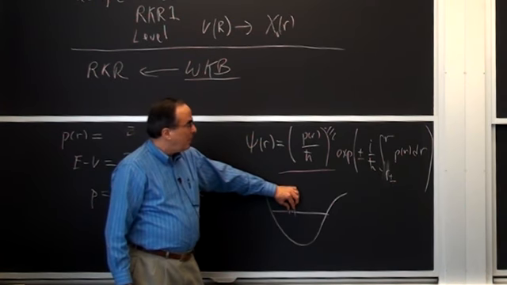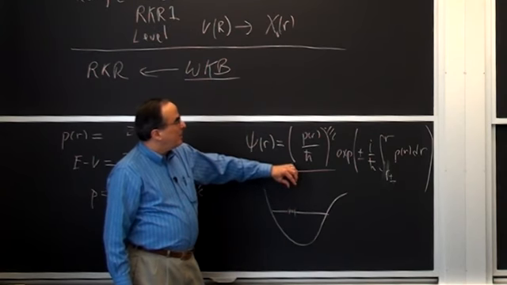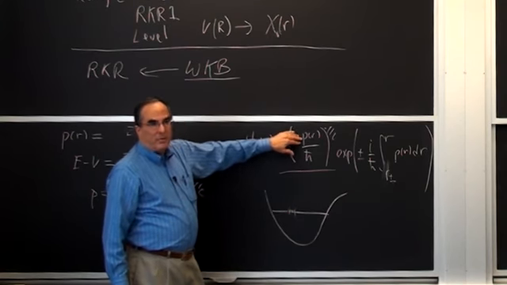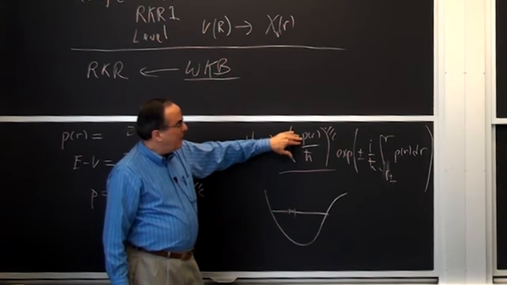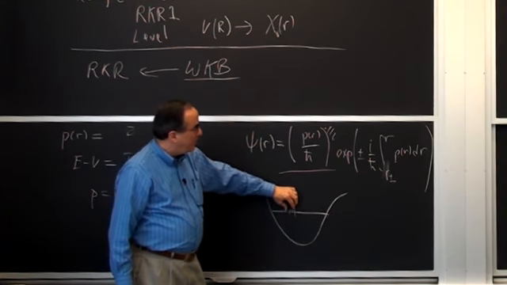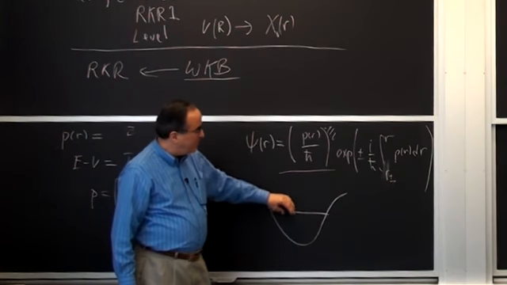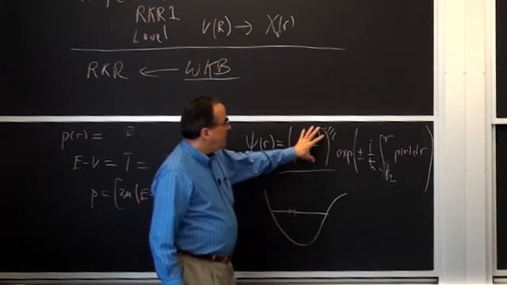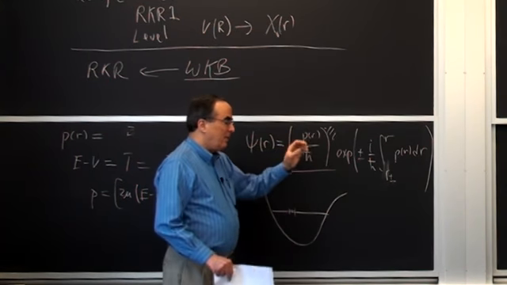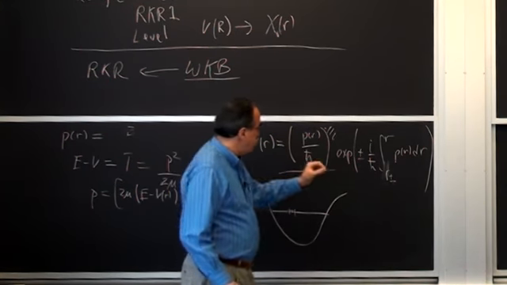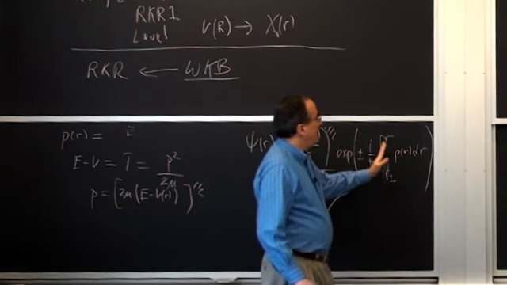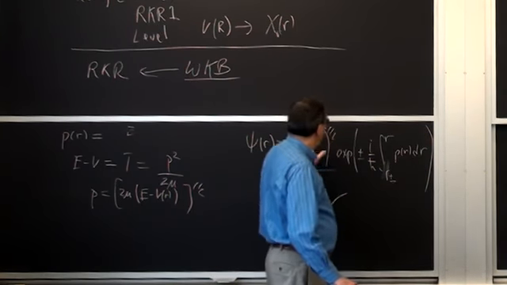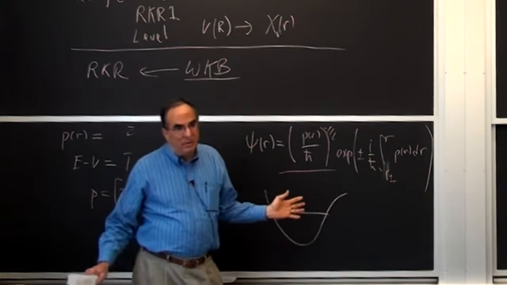And so the probability is proportional to 1 over the momentum, and the probability amplitude, which is what the wave function is, is the square root of that. So we have something that tells you the probability of finding a system in a particular region of space and how it oscillates. And these two are enough to build an incredible amount of insight.